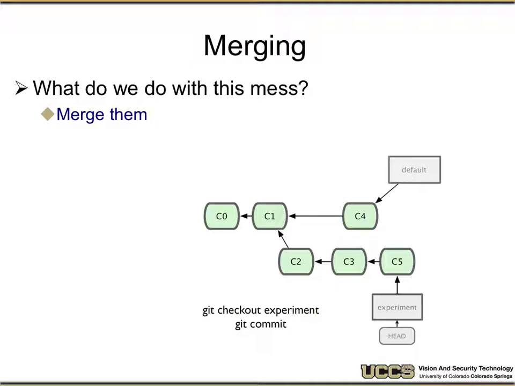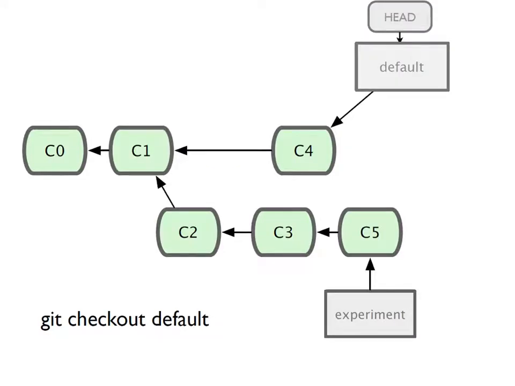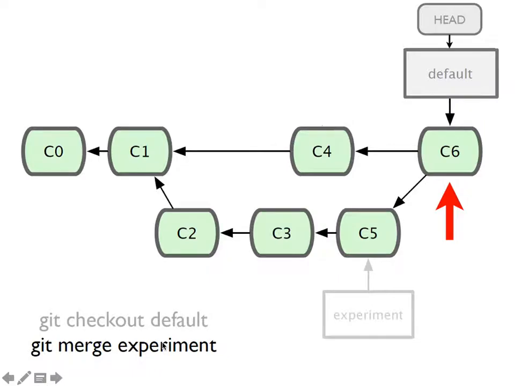So I'm merging into something, on top of something, and I'm going to merge stuff into it. So view it as: go where you want to be, and then bring all the other stuff on top of you. Don't go where you want to throw stuff out of. So in this case, I do git checkout default, and then I do git merge experiment, and it's going to take all of the code from that branch.